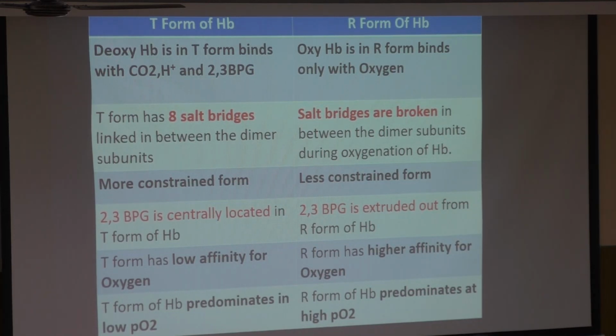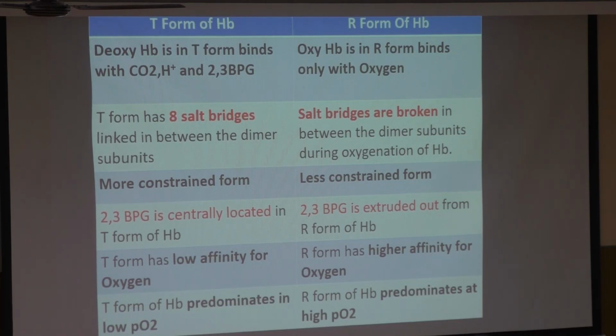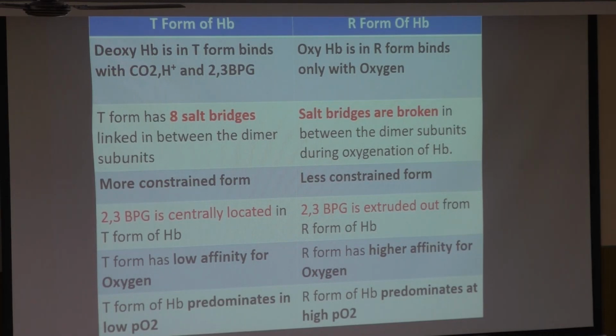2,3-BPG is centrally located in the T form. So if the 2,3-BPG is there, it favors the T form. T form stands for deoxyhemoglobin. Clinical significance I will tell. However, in the R form it is not able to bind; it is removed from the R form.